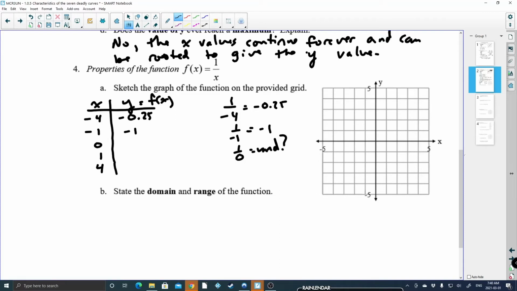What is that going to mean on the graph? We'll talk about that in a second. Following the same pattern, we get 1 over 1, which is 1, positive. So it looks like there's some sort of symmetry here. Okay, the signs are different, so it's not exactly the same. And 0.25. If I plot those points, at -4 I'm at -0.25, so right about there. At -1, I'm at -1, which is right there. At 0, I'm undefined, so we'll come back to that. At 1, I have 1. And at 4, I have 0.25.